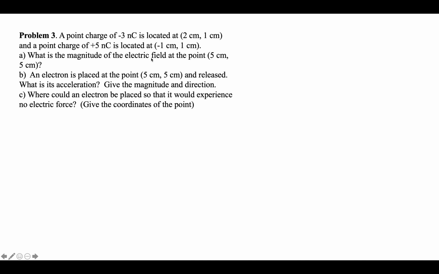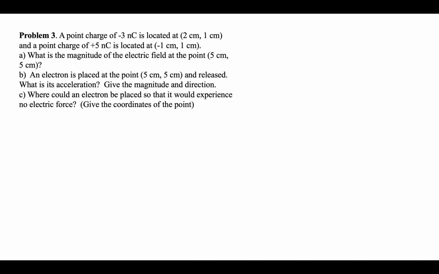Part A, what is the magnitude of the electric field at the point 5 centimeters, 5 centimeters? Part B, an electron is placed at the point 5 centimeters, 5 centimeters and released. What is its acceleration? Give the magnitude and direction. Part C, where could an electron be placed so that it would experience no electric force? Give the coordinates of the point.